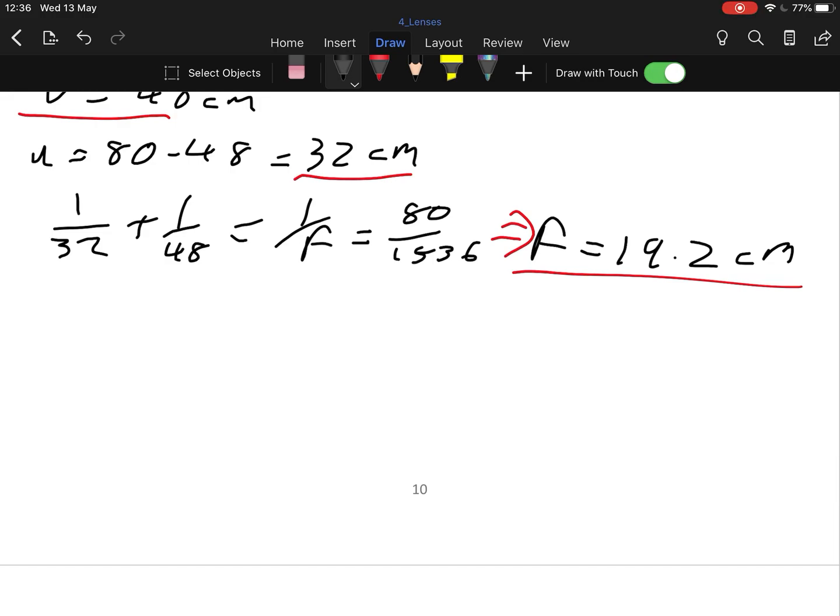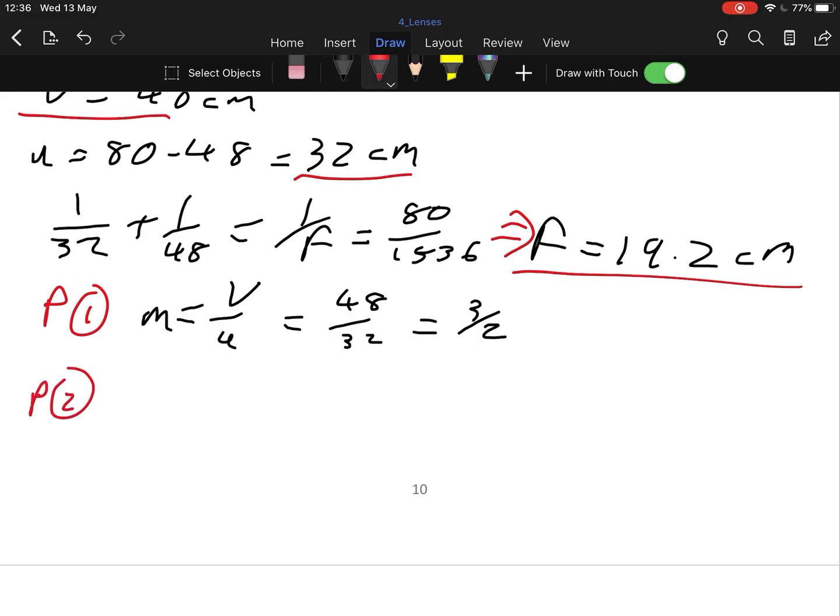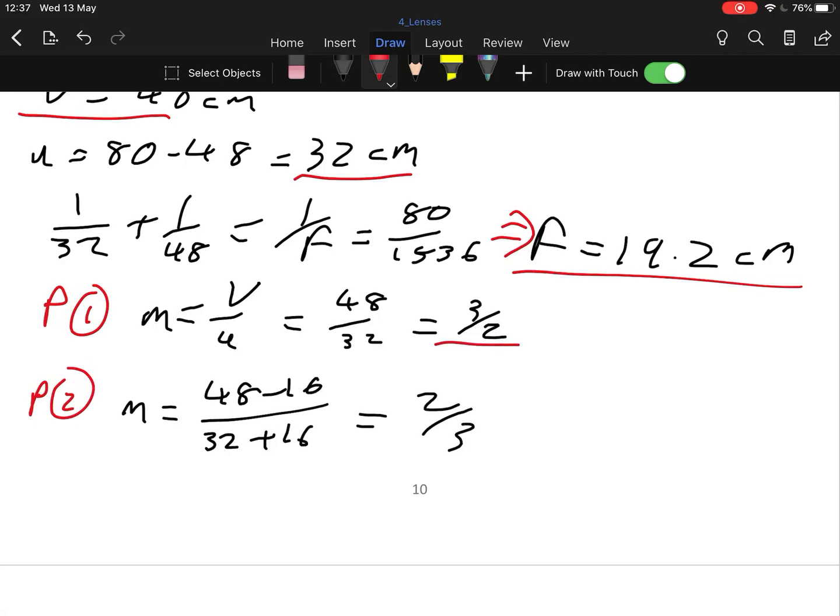All right, so the magnification. Now we had two positions, so we have to do magnification for both. For P1, okay, m equals v over u, which is very straightforward. That's going to be 48 over 32, which equals 3 over 2, not 2/3. For P2, same thing, except this time m is equal to 32 over 48, 32 plus 16, which gives us 2/3 this time. And there you go. That's it. And you're done.